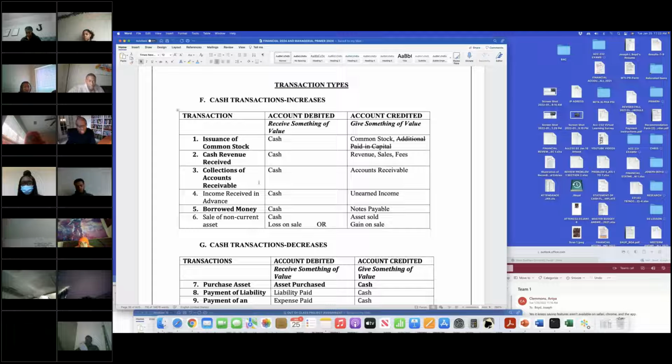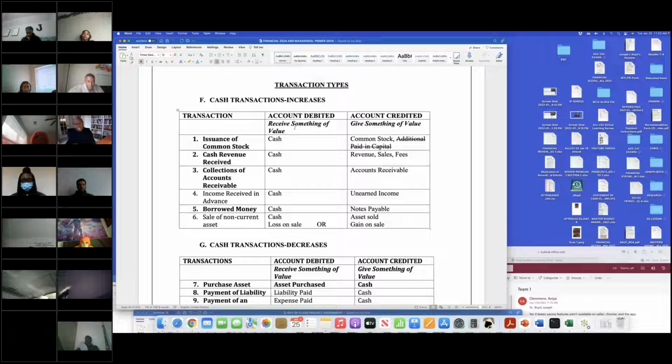So once again, if something of value comes to the company, it's debited. The company is getting cash. What is it giving up? Common stock, revenue, receivables, whatever. So that's what we're looking at. And what this chart is telling us is what account's going to be debited, what account's going to be credited.